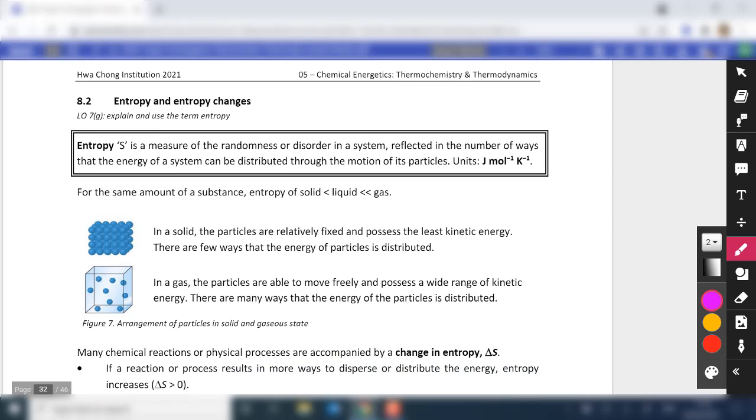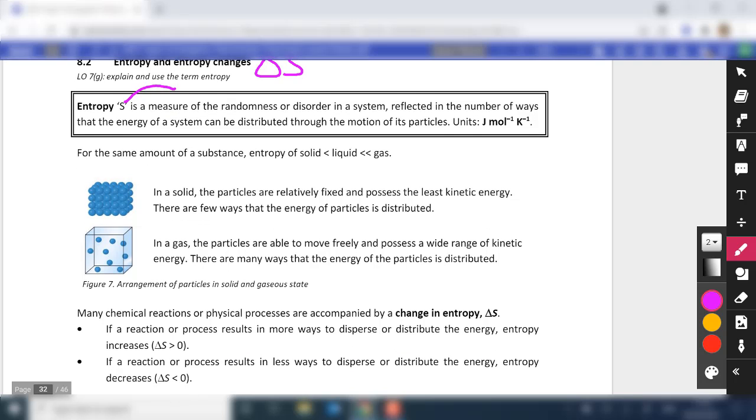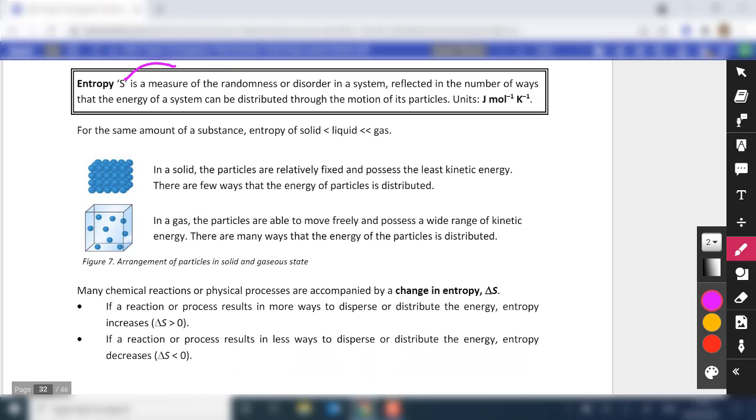Okay, so entropy is represented by S, so this is known as absolute entropy. Normally at your level, you don't really write it as S, but you write it as delta S. So we are interested more in the change, in the change from the initial to the final states. Okay, so I think this needs no introduction. The absolute entropy of a solid is definitely smaller than liquid and it's definitely smaller than gas.